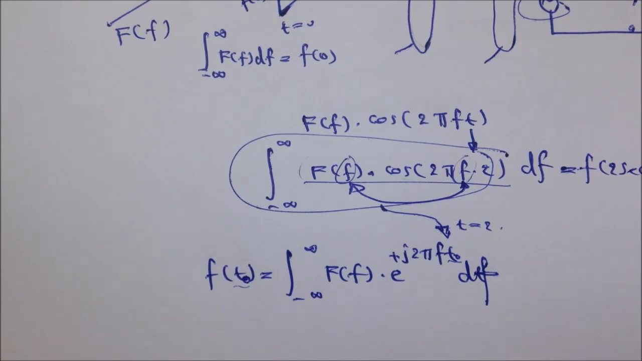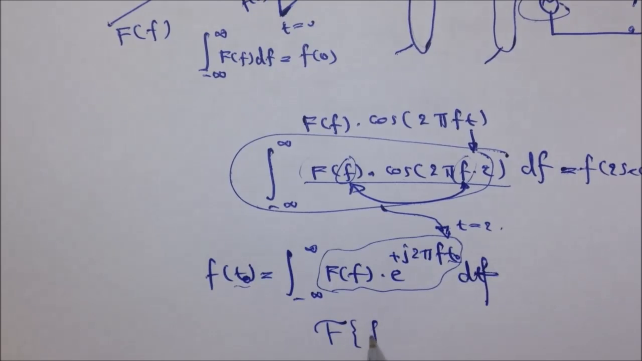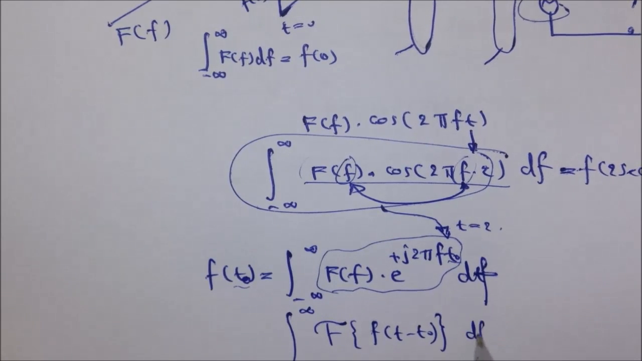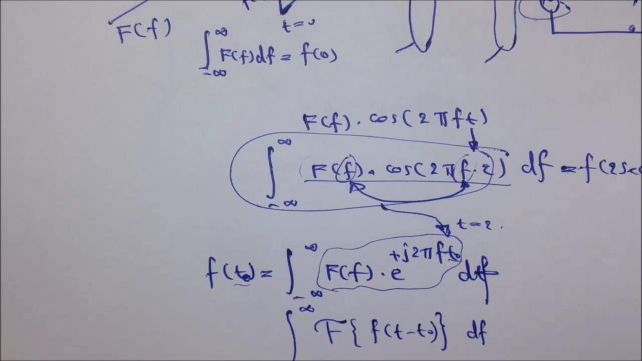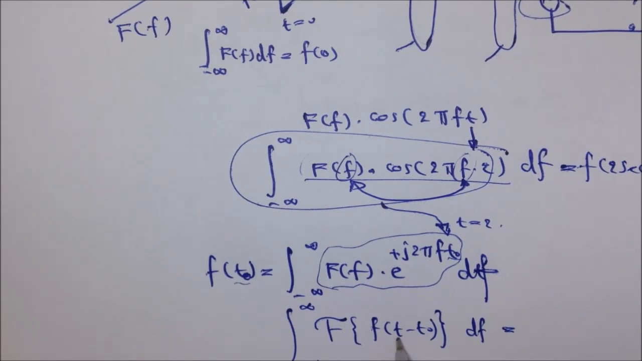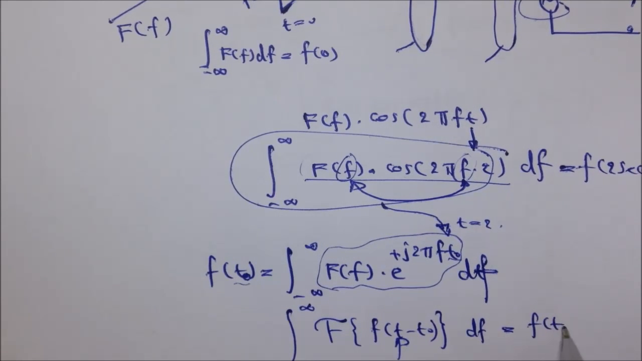There is another interpretation of this. Actual multiplication of F of f by e to the plus j 2 pi f t naught gives you the spectrum of f of t plus t naught in the time domain. And integrating, finding the area under the spectrum, gives you the value when t equals 0, so this gives you f of t naught again.